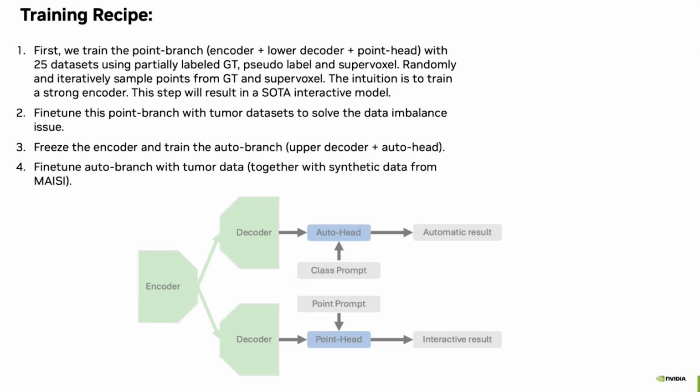The last step is to improve the underrepresented classes, like the tumors, vessels. We fine-tune this olive branch with tumor data together with the synthetic data from MAISI. So we use MAISI to synthesize a lot of tumor data and fine-tune with both the synthesized data and the ground truth to improve the tumor results. This is the 4th stage for training this model.